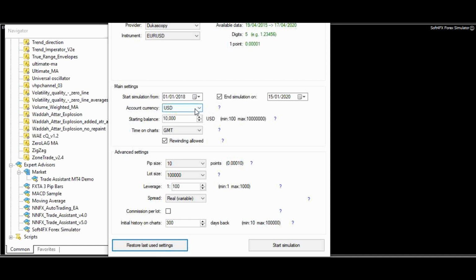Okay, and I get this set up, and you want to set this up with whatever your currency is. Definitely allow for rewinding if you want to, to check things out. Okay, so we get all this set up, and we're going to start the simulation.